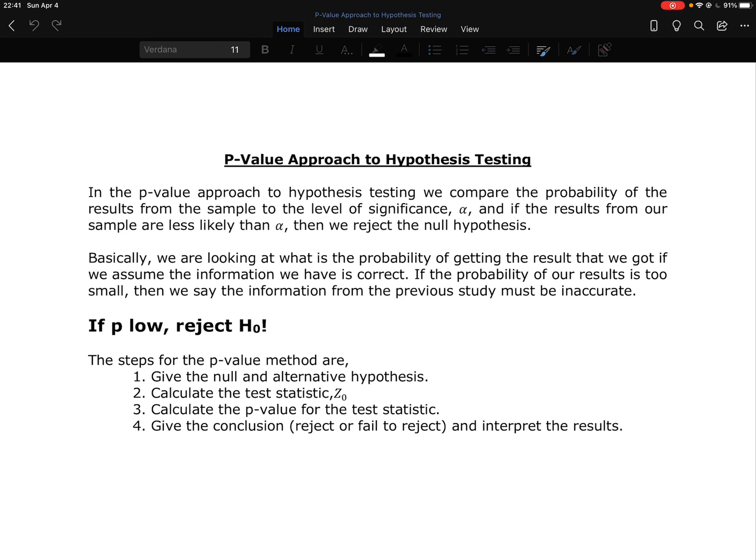So in other words, what we want to do is look at what is the probability of our results if we assume the information we were originally presented with is true. If the probability from our results is too small based on this cutoff value of alpha, then we say that the previous study must be inaccurate. Our results were too statistically small, the probability was too small for those old results to still be valid.